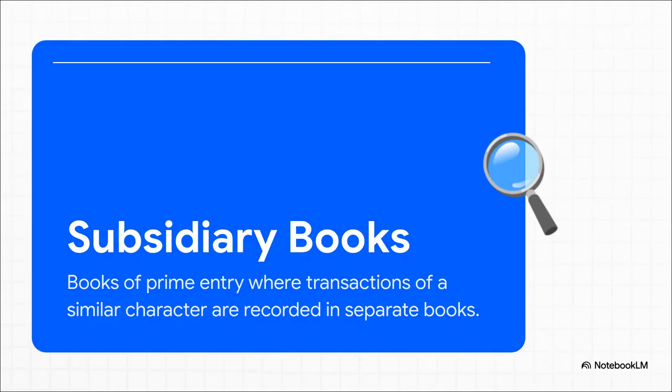So, what are subsidiary books, really? You might also hear them called books of original entry. That's because they're the very first place a transaction gets written down. By sorting everything into different books by type, all your credit sales go in one book, all your credit purchases in another, the whole system just saves a ton of time.